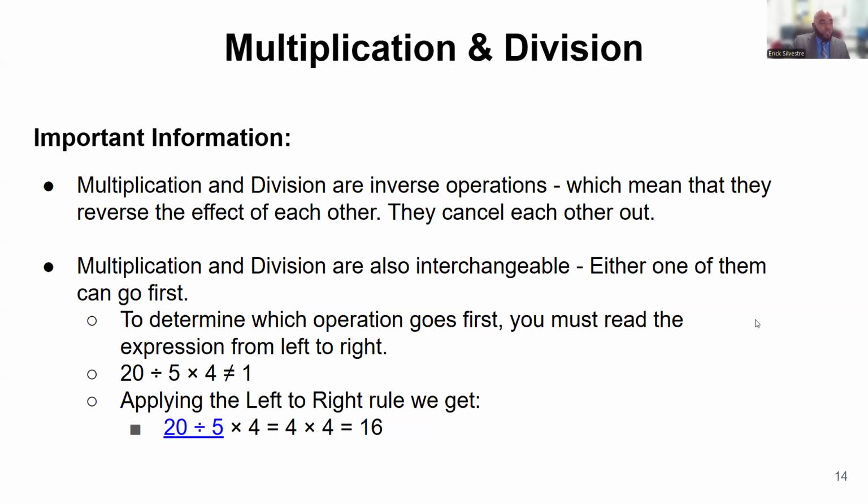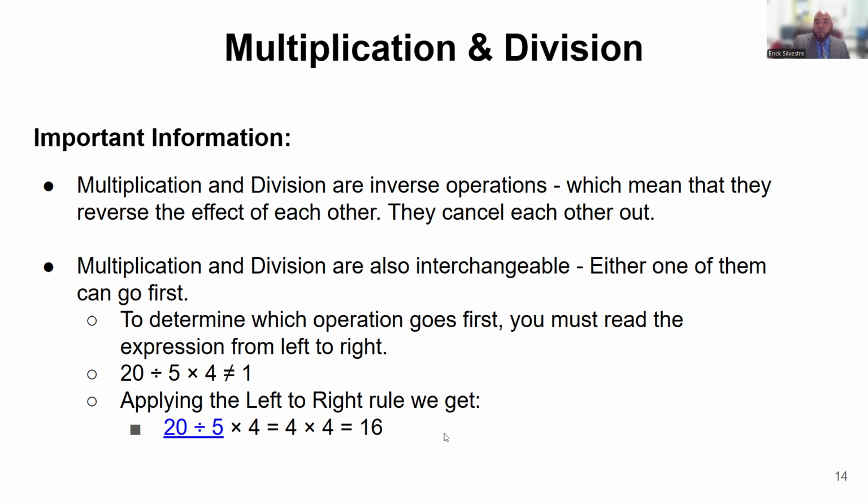Now, multiplication and division. Similar to addition and subtraction, multiplication and division are also inverse operations, which means that they reverse each other or they cancel each other out. They are also interchangeable. So that means that either one of them could go first, depending on which one you see when you look at the expression and you follow the proper way of reading the expression, which is left to right. For example, if you have 20 divided by 5 times 4, the answer is not equal to 1. If we apply the left to right technique, we know that 20 divided by 5 is 4, and 4 times 4 is 16.